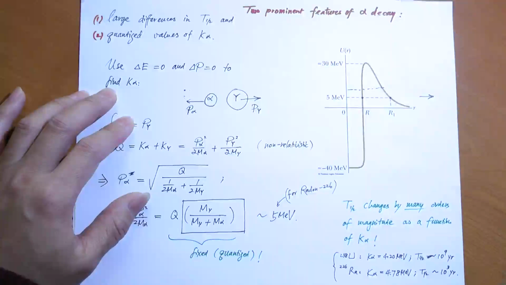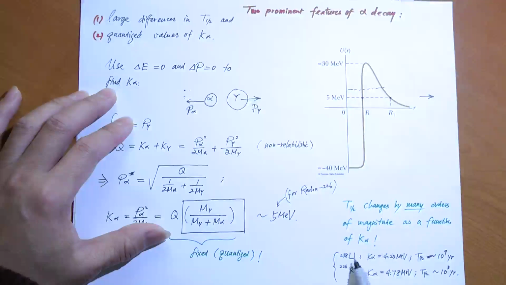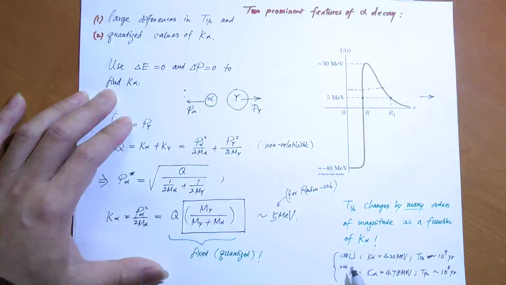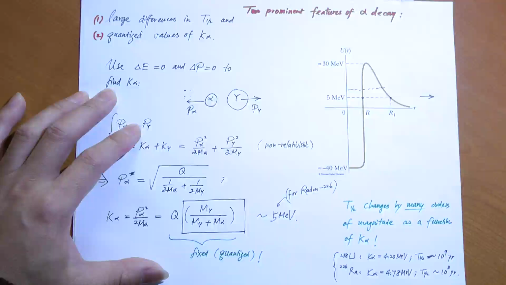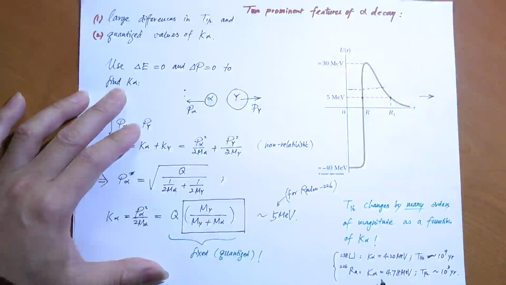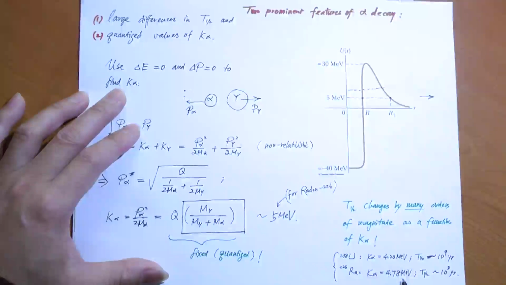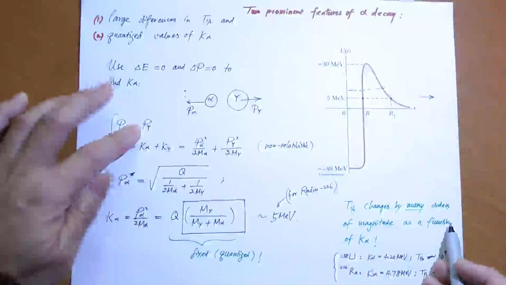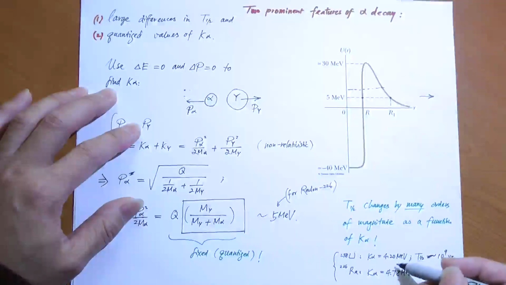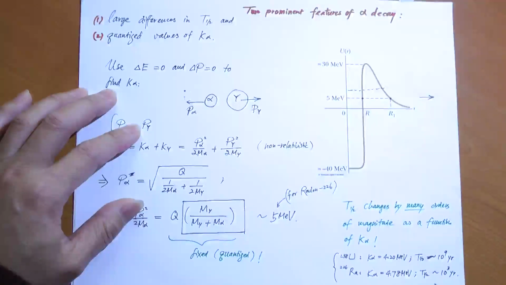Take a look at this example. I have the two elements that I discussed before: uranium-238 and radon-226. That's from the textbook. K alpha for uranium is 4.2 MeV. For radon, the resulting alpha particle has a kinetic energy slightly higher, 4.78 MeV. That doesn't look like a huge difference. It's about 5 MeV, as you can see here. The difference is less than 0.6 MeV, and yet look at the half-lives.